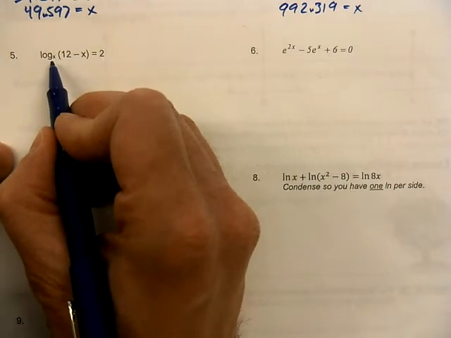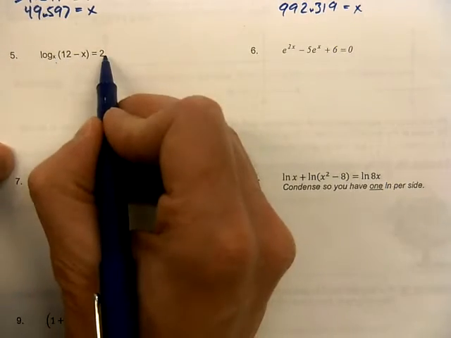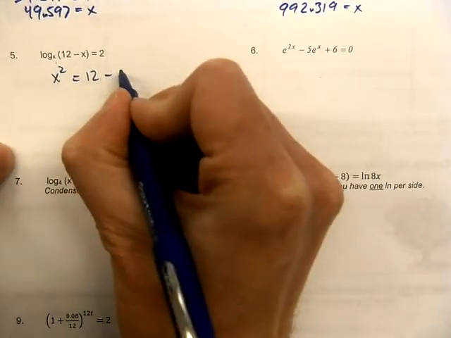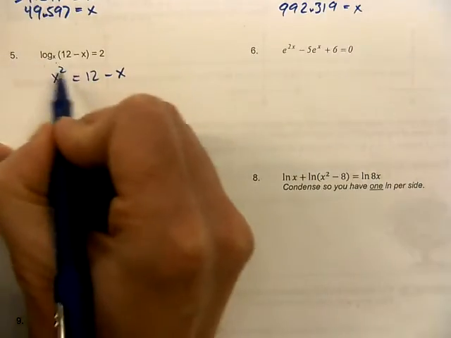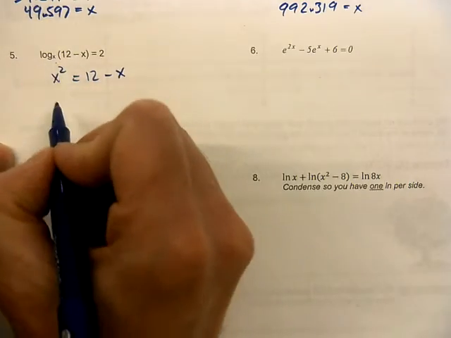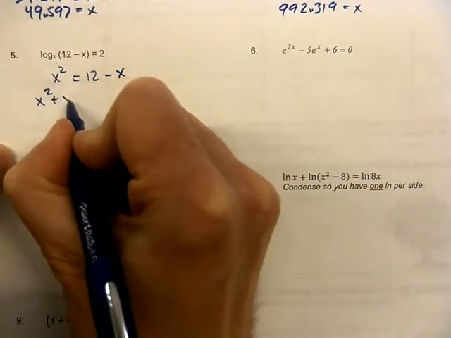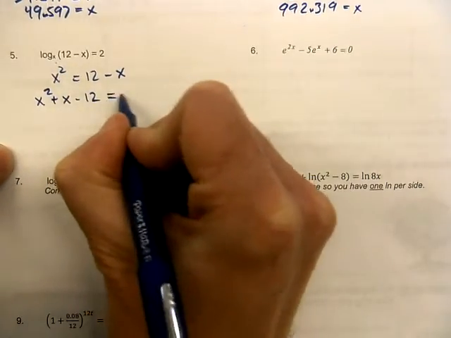We can still turn this into exponential form. There's your base of x, there's your exponent of 2. So x squared equals 12 minus x. What that means is you have a quadratic. So we're going to solve this the way we solve quadratics. Bring all the terms to the same side. So I'm moving them to the left.